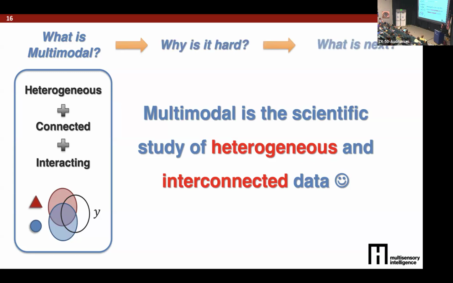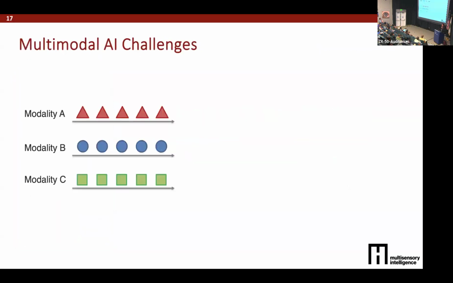So now, why is multimodal hard? Multimodal AI, because of these three key principles, the heterogeneity, the connections between modalities, and the different ways in which data modalities interact, often introduces several key challenges, which inspires people to build different types of multimodal models to tackle these challenges.